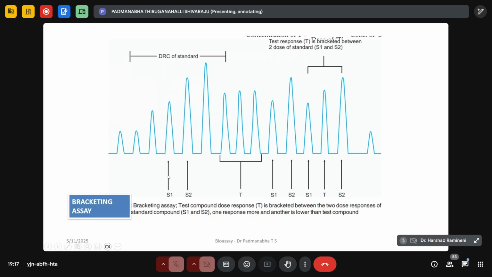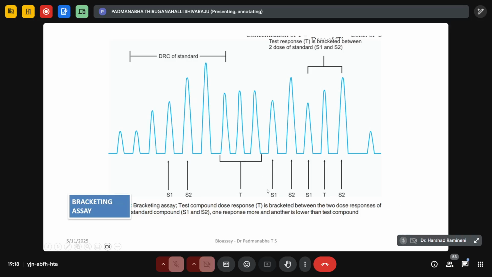Then you go for S1, the standard, and S2. These are the standard drug at two concentrations. Then you plot the test drug. Again, you check for the normality of the response, so that you standardize the response of the test drug. Once you standardize the response of the test drug, now we are going for the bracketing assay.